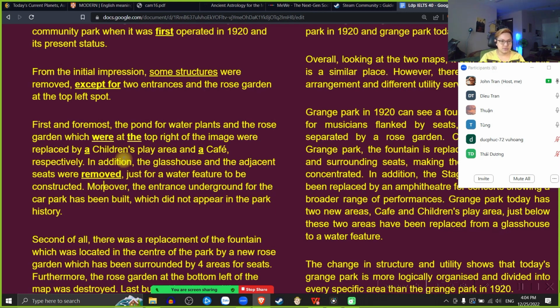Just for a water feature to be constructed, chỉ cho một cái water feature để được xây dựng, okay? Over the entrance and the ground for a car park. Has been built, which did not appear in the park history, mà nó không xuất hiện trong cái lịch sử của cái công viên này. Which did not appear in the park history, okay, means that in 1920 there wasn't there. Nên em viết như vậy tức là hàm ý của em là 1920 không có đâu. Very good. Rất tốt, bắt đầu phong cách hơn rồi đó. You're starting to have style now. Very good.